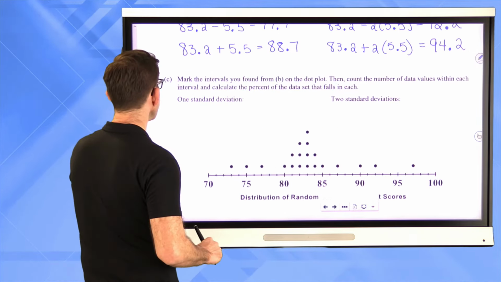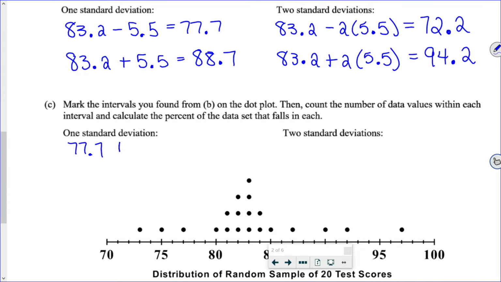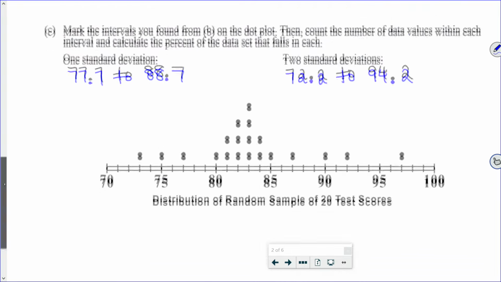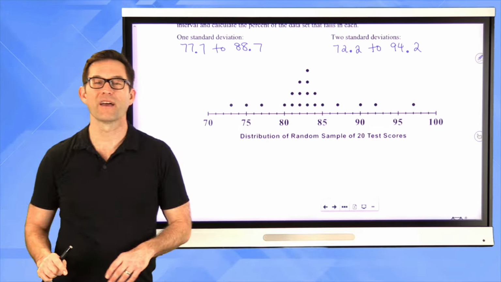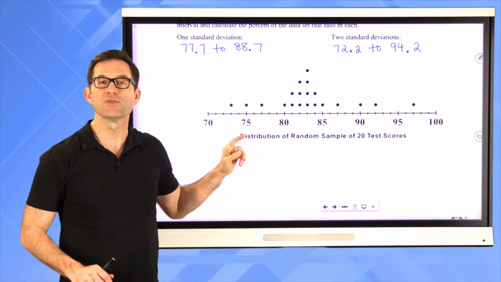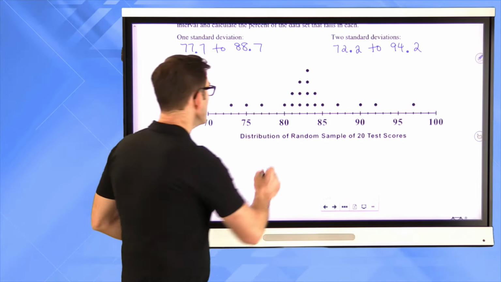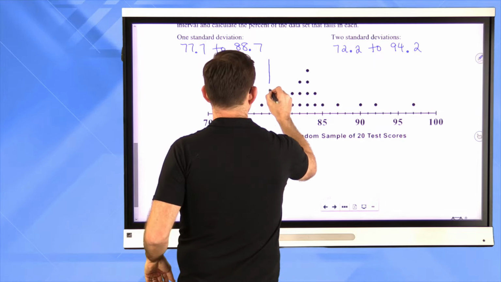So let me pan this up for a second. That's 77.7 all the way to 88.7. And this one was 72.2 all the way up to 94.2. All right, so I love doing this on dot plots. It's always kind of fun. Let's start with the 77.7 and 88.7, obviously. So what I'm going to do is look actually for 78. 78 is right there. So if I kind of go like this, right?